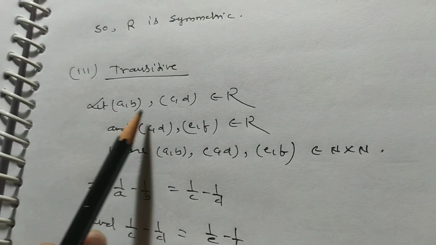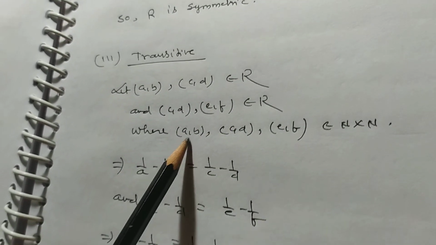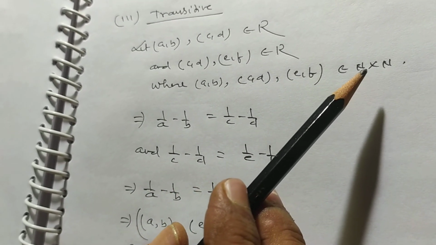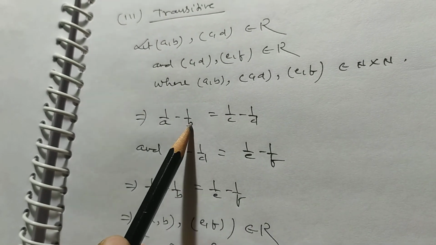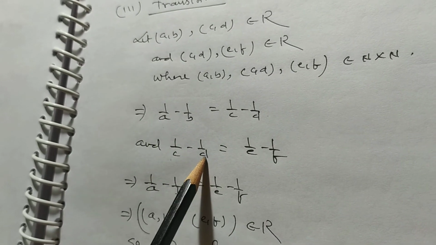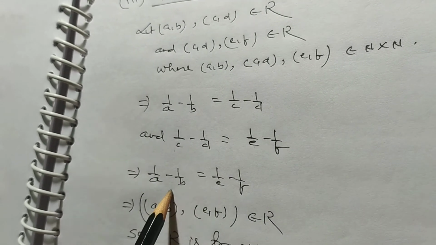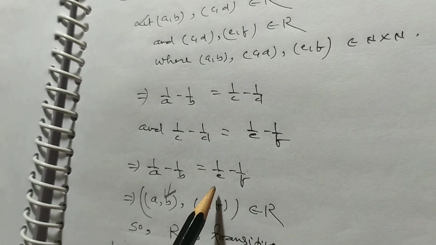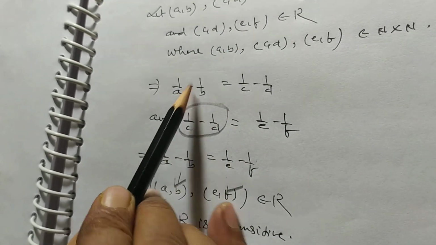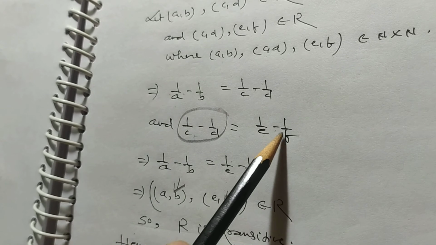Transitive. Let AB, CD belong to R and CD, EF belong to R, where AB, CD, EF belong to N Cartesian product with N. The rule is what? 1 by A minus 1 by B is equal to 1 by C minus 1 by D, and 1 by C minus 1 by D is equal to 1 by E minus 1 by F. So instead of 1 by A minus 1 by B, we write AB, and instead of 1 by E minus 1 by F, we write EF, because this is a common one. AB related to CD, CD related to EF.